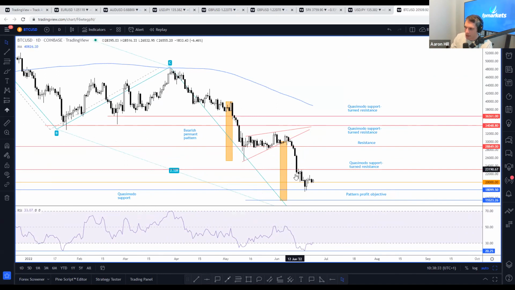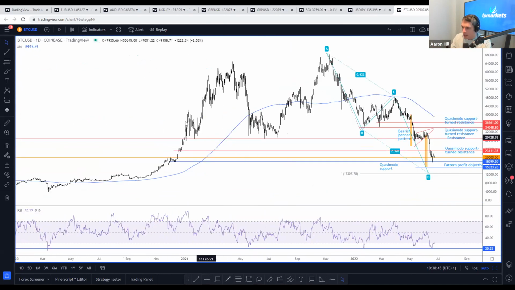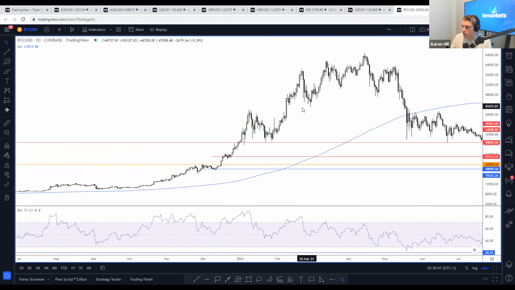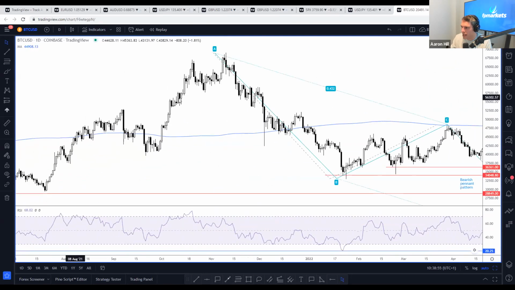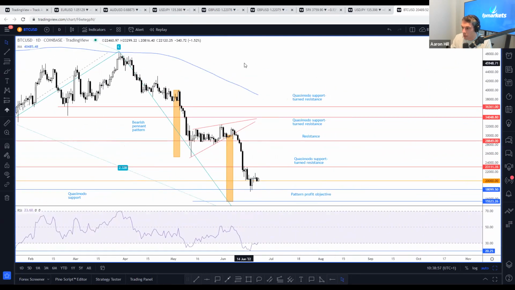Can you see that candle there? We broke to the downside, we tested the underside of that level, and we continued lower. So that would have been another shorting opportunity on Bitcoin from that Quasimodo support turned resistance. Now, I must clarify that in order for the level to be activated, if you will, we need to see that low taken out. I'm not sure if it was in this case, but this is just something to be aware of. Yeah, it was taken out for sure.